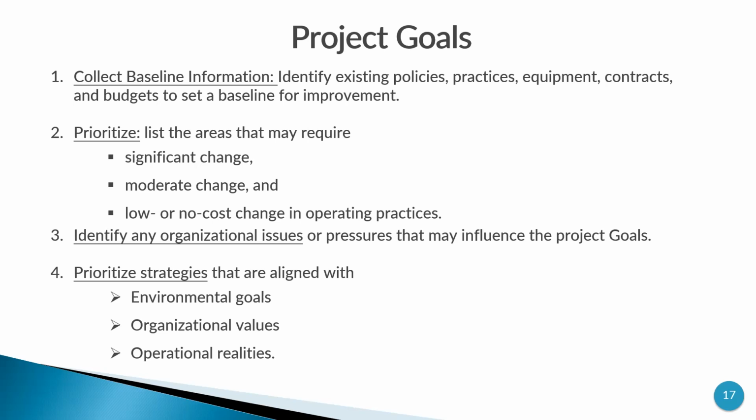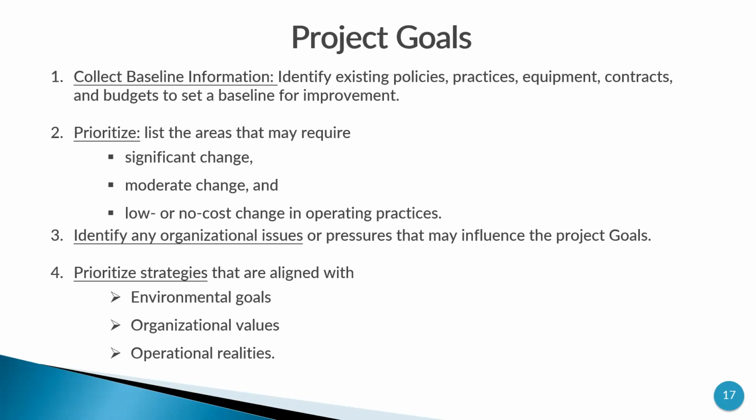So how do you set up these things? One, first you need to collect baseline information. Means as of today, how the building's performance is, how the operations of the building are, how the systems are performing. All these things have to be analyzed. That is, identify existing policies, practices, equipment, contracts, and budgets to set a baseline for improvement. Then prioritize the list of areas that require significant change, moderate change, low or no cost change in operating practices.